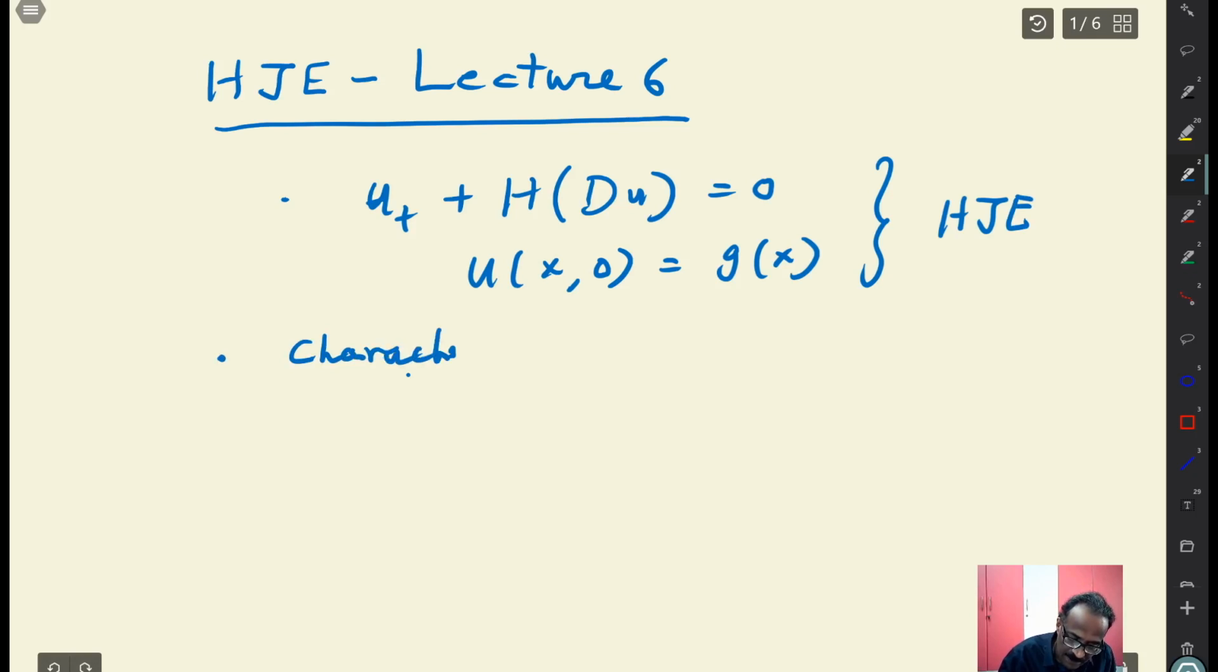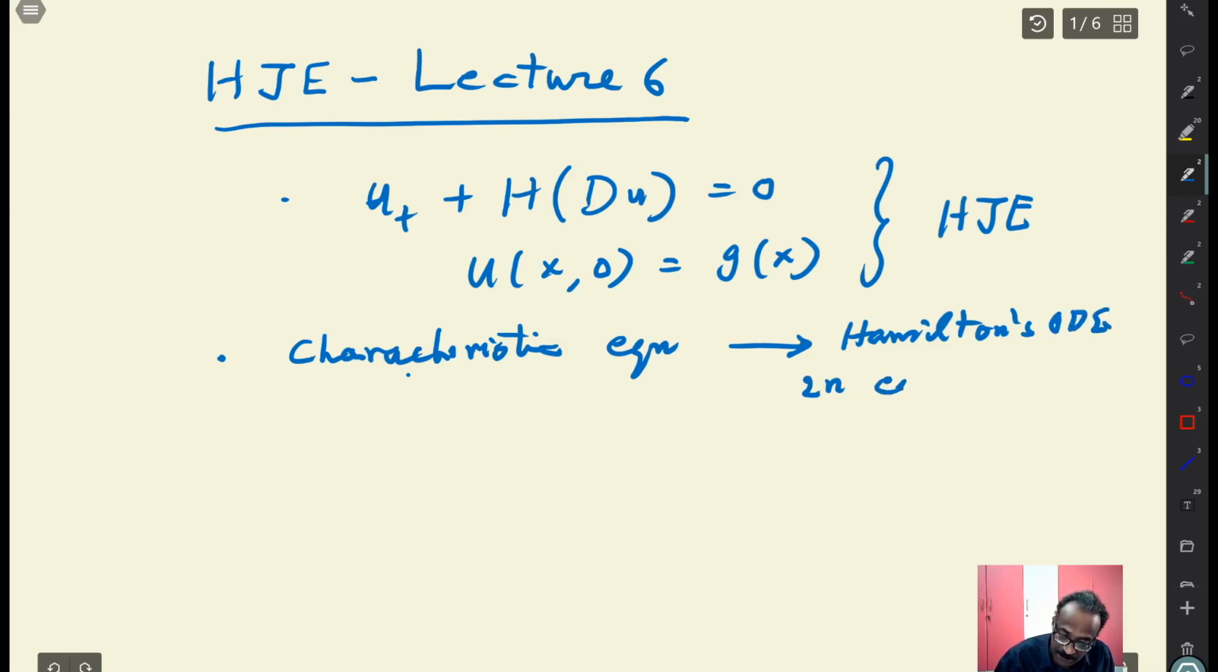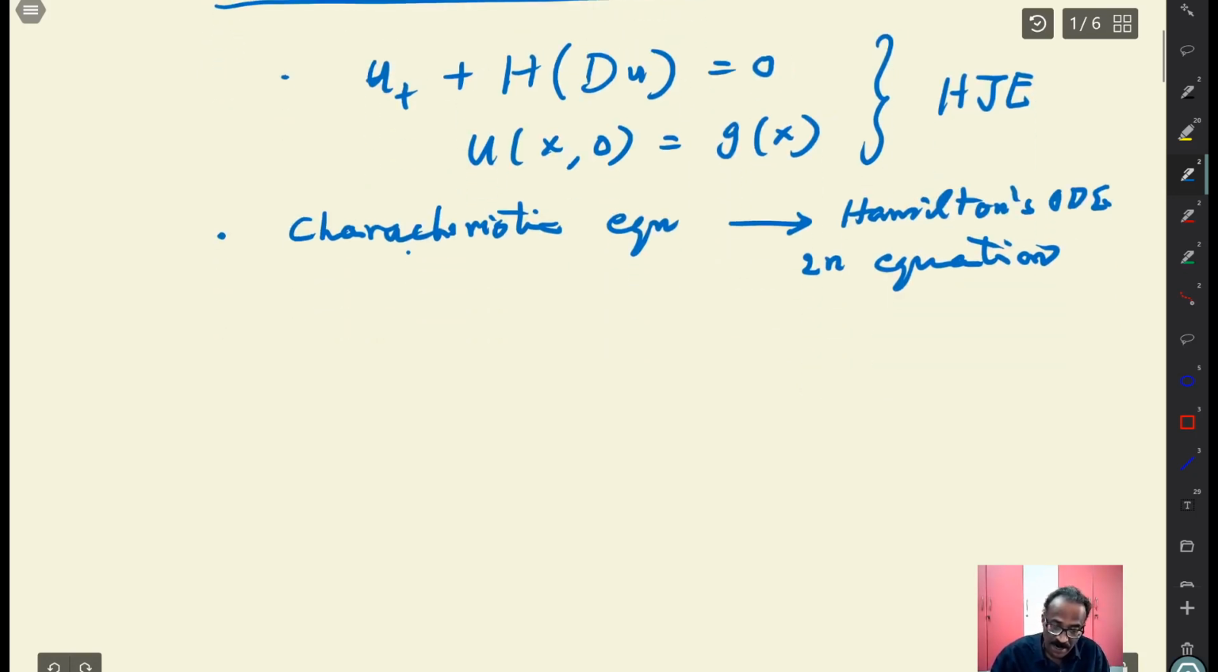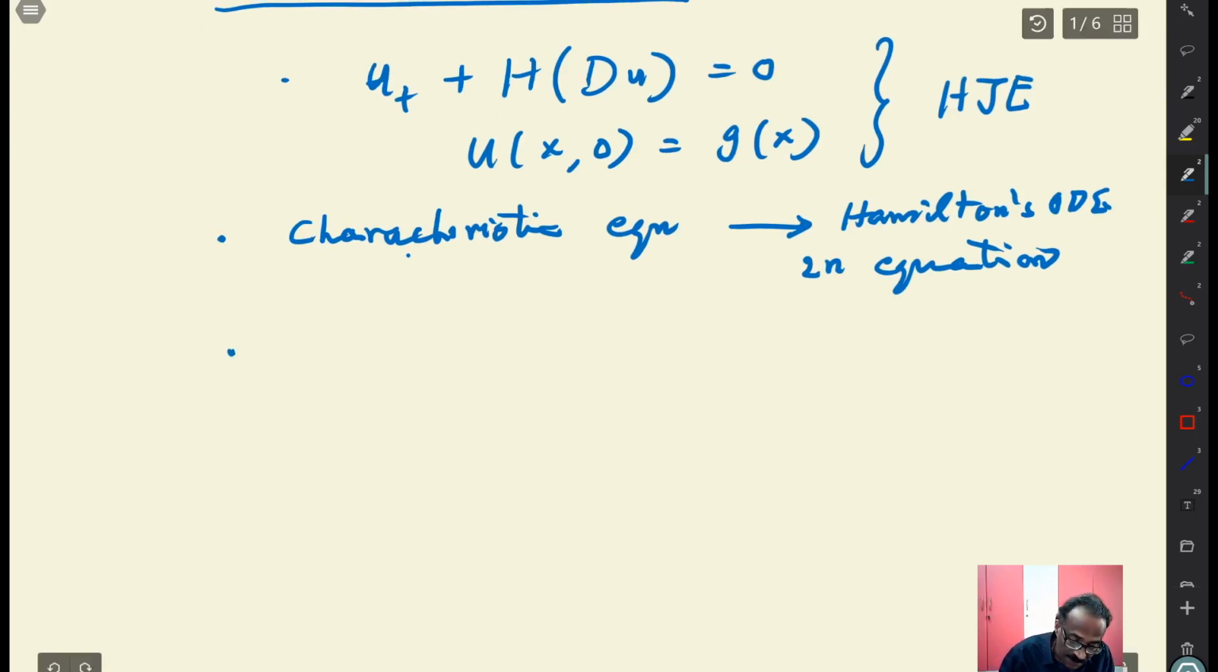The characteristic equation is a system of Hamilton's ODE, we call it. Later we have seen that Hamilton's ODE comes from elsewhere. So this is a system of 2n equations. Okay, you have defined the characteristics, you can write down the characteristic equation. After that we derived what is called the Hopf-Lax formula.